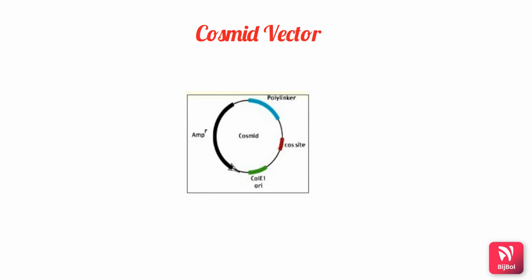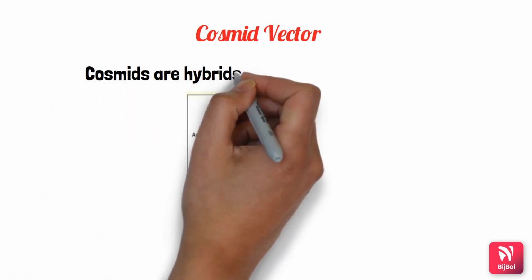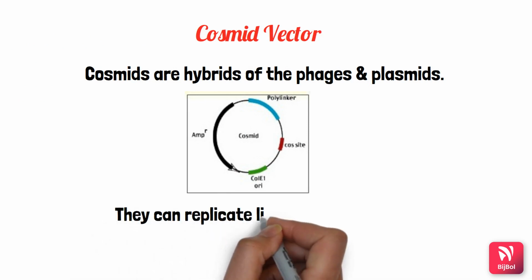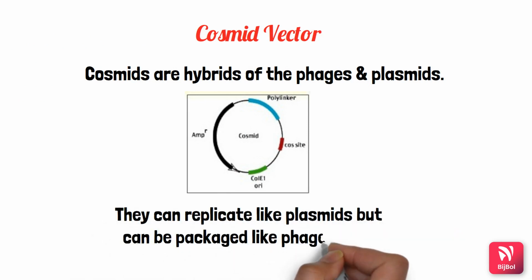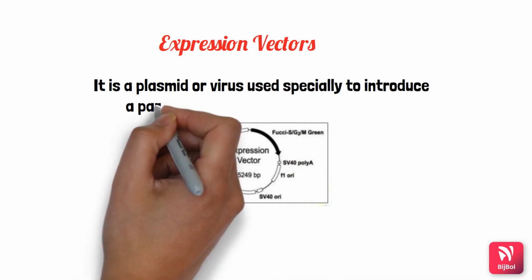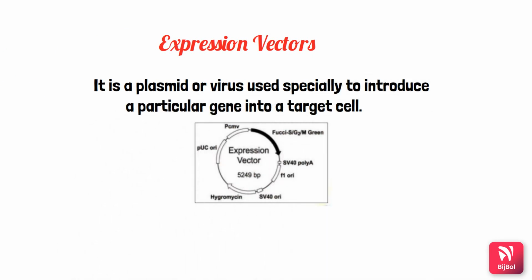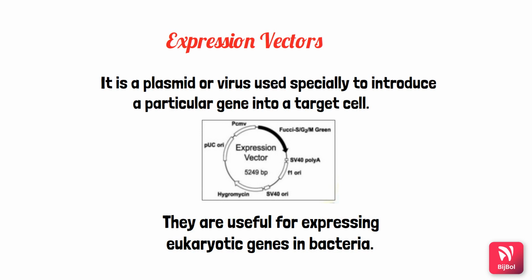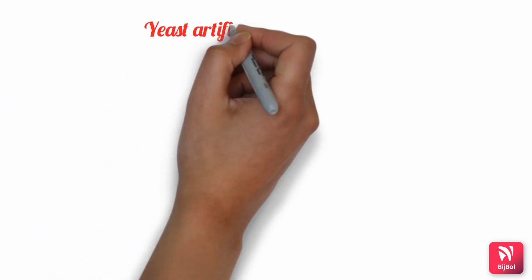Now coming to the cosmid vector. What is a cosmid vector? Cosmids are hybrids of lambda phages and plasmids. That means it has the properties of both lambda phage and plasmids. So they can replicate like plasmids but can be packaged like lambda phage. So cosmids are hybrid vectors. Now coming to the expression vectors. Expression vectors are plasmids or viruses used specially to introduce a particular gene into a target cell. A particular gene is introduced into a foreign cell, and these are useful for expressing eukaryotic genes in bacteria.